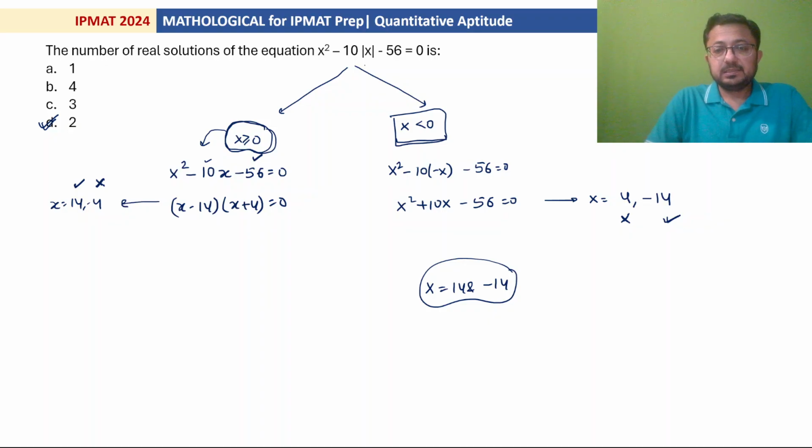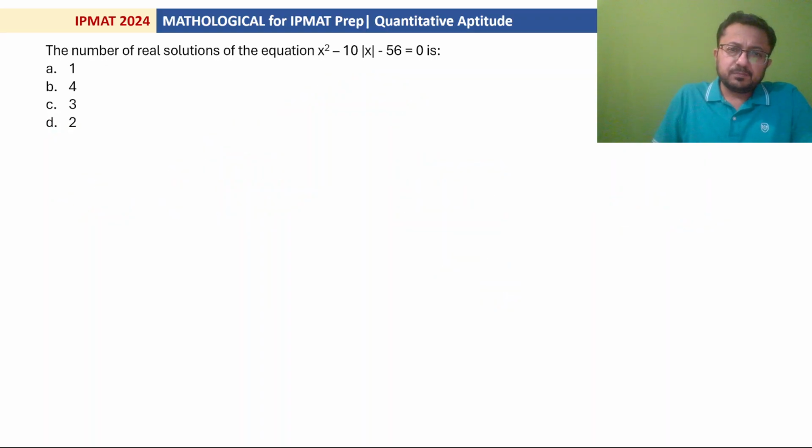Okay, the point is clear. The second approach could be: in this case, let us assume that mod of x is equal to t.